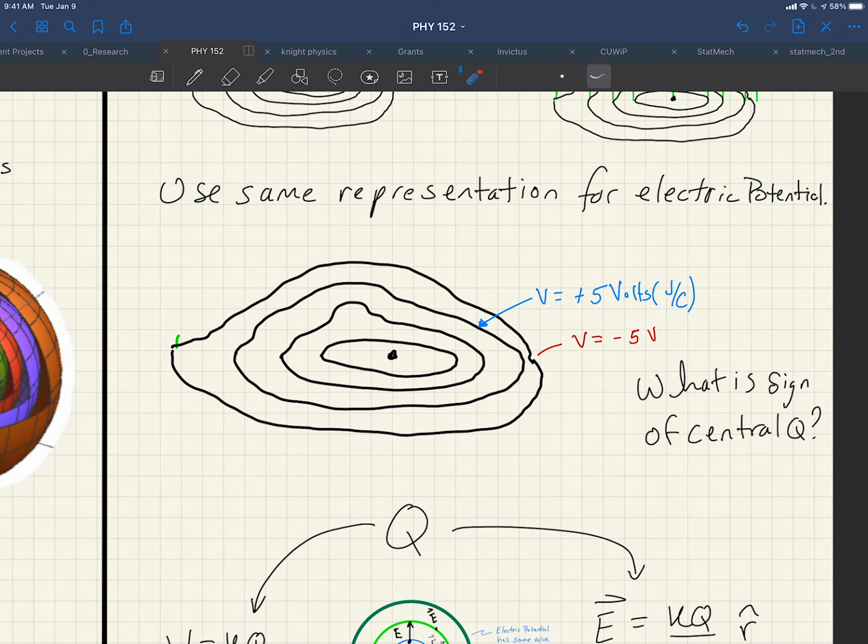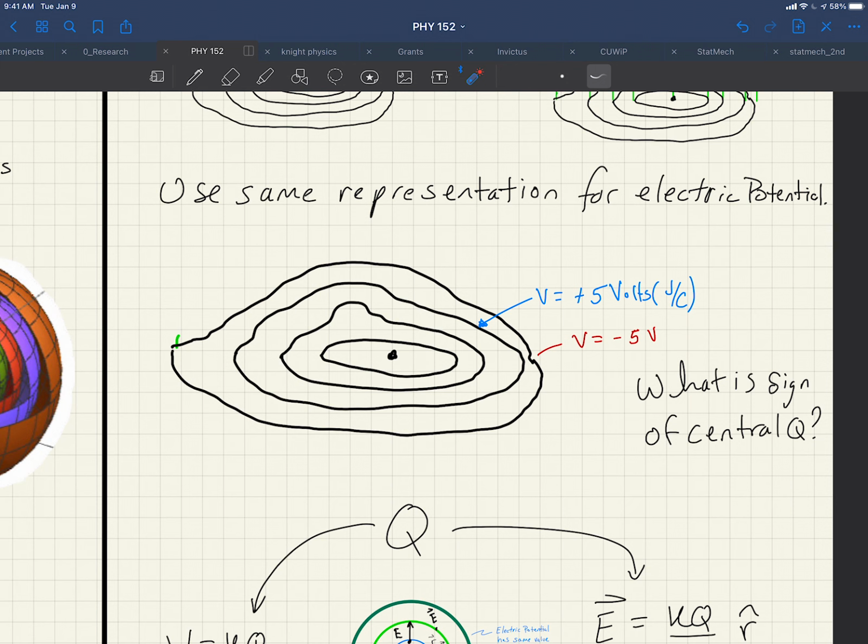So now I could say, what's the sign of the central charge? What does this have to be if the potential is climbing? Well, remember, positive charges create positive potentials, and negative charges create negative potentials. So if the potential is getting bigger positive, then in here has to be positive. And then out here somewhere has to be negative.